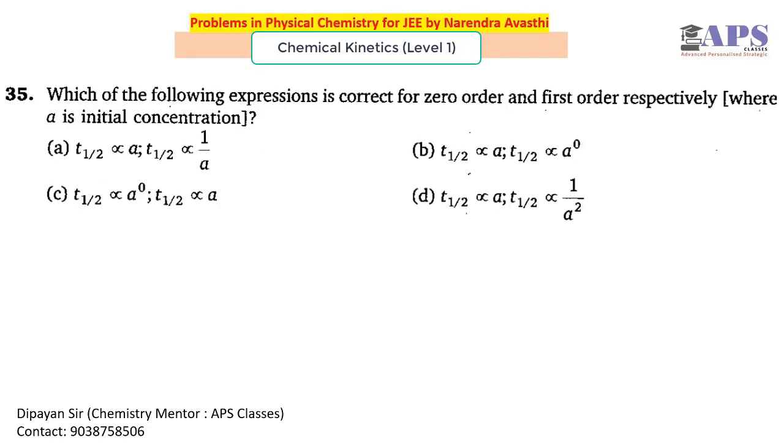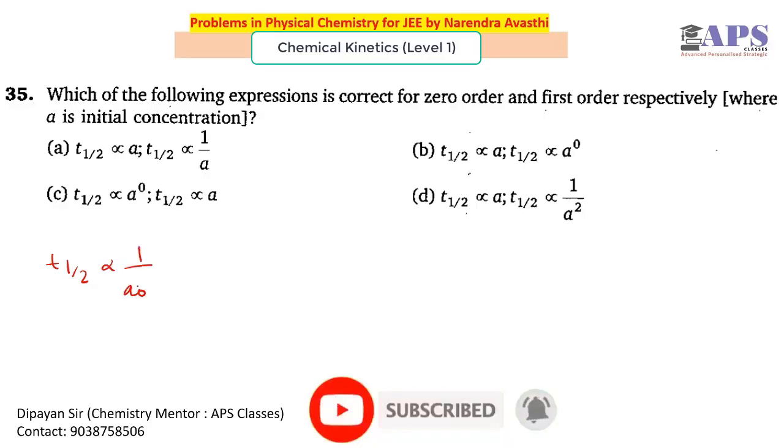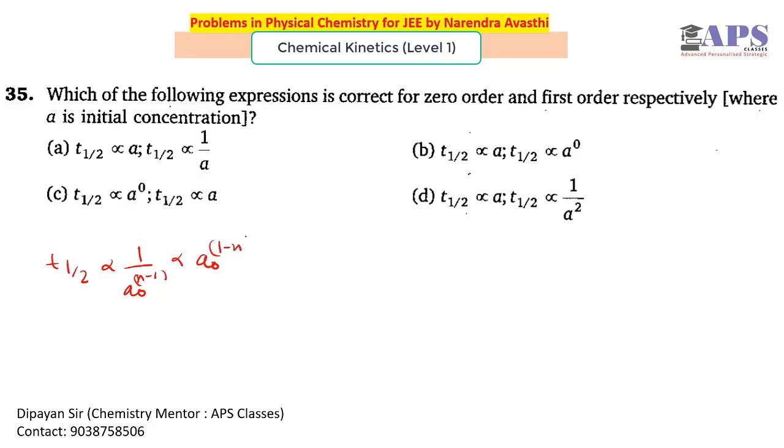Question number 35, which of the following expressions is correct for 0 order and first order? So T half is inversely proportional to A0 to the power n minus 1, or directly proportional to A0 to the power 1 minus n. For a 0 order reaction, n value is 0, that is T half is directly proportional to A0. For a first order reaction, n value equal to 1, that is T half is proportional to A0 to the power 0, it is a constant. So option B will be the correct option.